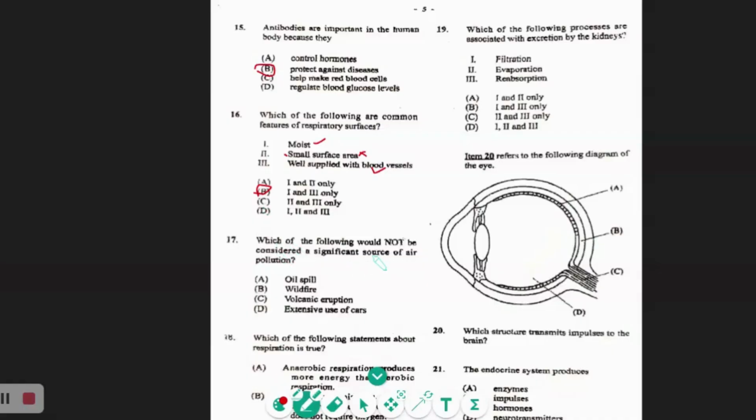17. Which of the following would not be considered a significant source of air pollution? The answer is A, oil spills. This would fall under, like if it's in the sea, it will be water pollution. But the rest, the wildfire, the volcanic eruption, we're getting dust from that, and the fumes that we get from the exhaust of vehicles. These are air pollution sources.